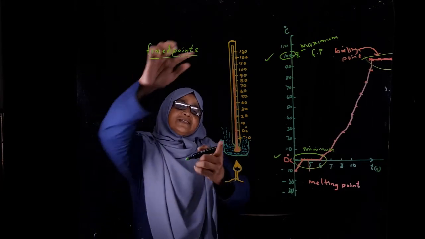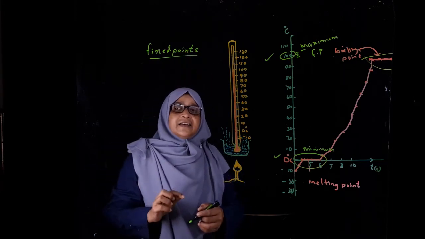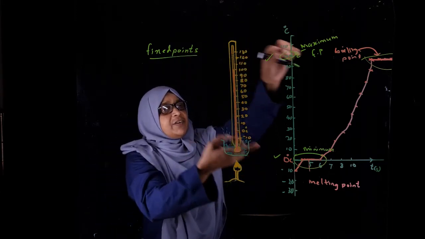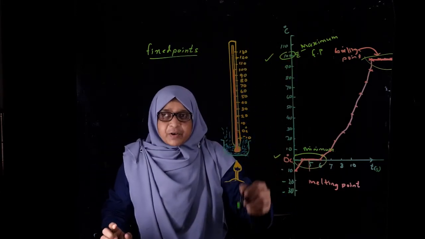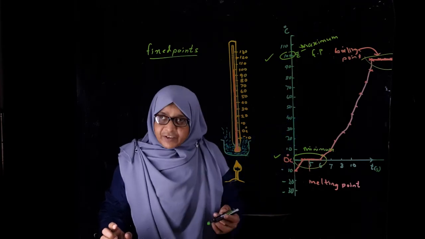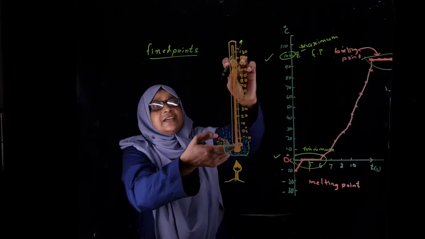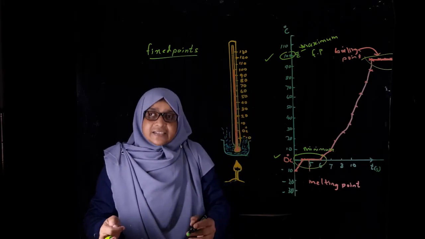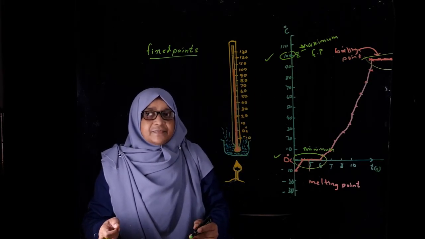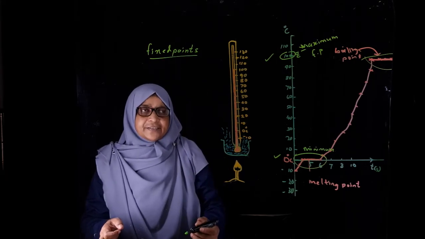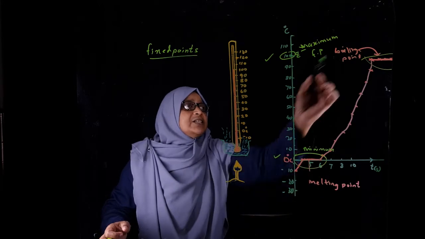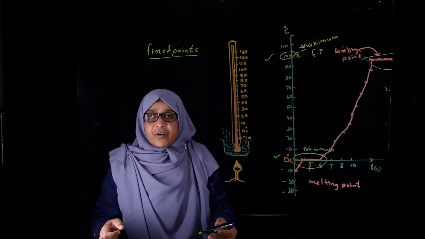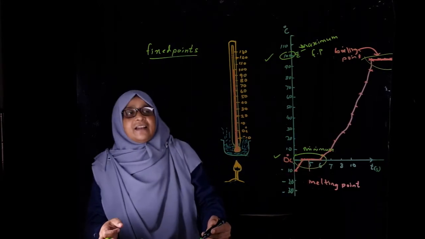When forming the scale, the interval between the minimum fixed point and the maximum fixed point, the gap, is divided into 100 divisions in the Celsius scale. So, our answer, what is a fixed point? The definite temperature used to form a temperature scale.